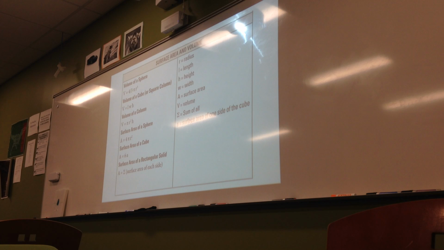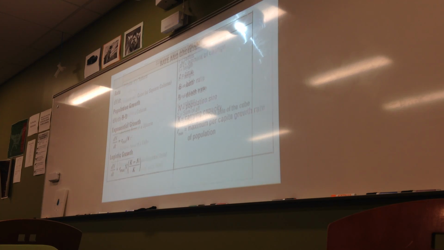Okay. Surface area and volume. You may be asked to calculate the surface area to volume ratio. It will give you volume of a sphere, volume of a cube, surface area of a cube. All these things, as long as you can plug it in and you can figure out your ratio, you're good there. Rate and growth. We did this very recently, so hopefully this is fresh in your mind.